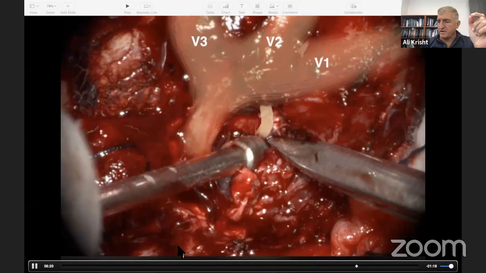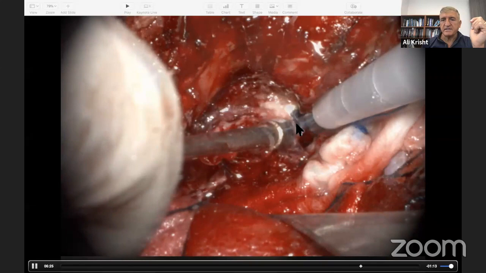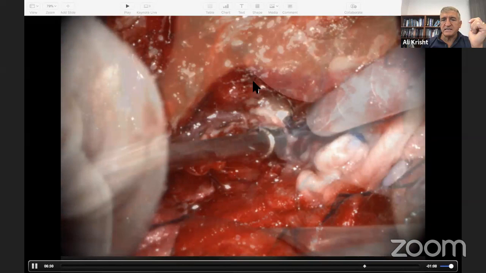So now we are working on getting the petroclival bone. In this case, it was calcified, and the petroclival ligament was calcified. So I know the nerve is anterior to it. And now we're removing the petroclival ligament and the medial part.